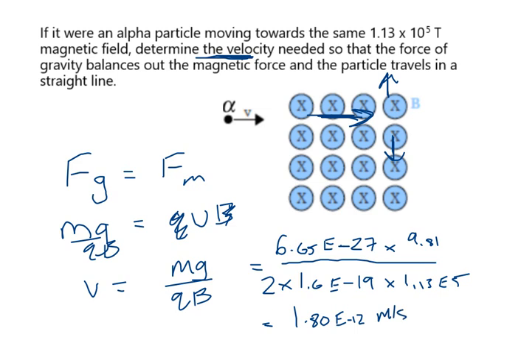So to recap what's happening. Normally, as this particle goes through the field, it would want to deflect upwards. But gravity is going to try to pull it downwards. If I make these two forces equivalent to each other, it would then, in theory, go in a straight line.